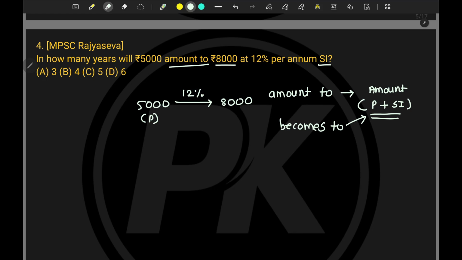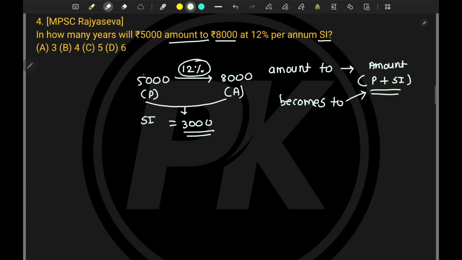Okay, now tell me, this is amount, and we know the amount is principal plus simple interest. Principal we know, amount we know. Now tell me what is simple interest, the difference between these two, right? So what is the difference? It is 3,000. So 3,000 is nothing but simple interest. Okay, so now what does that mean? To become amount from 5,000 to 8,000, we are getting the simple interest of 3,000.